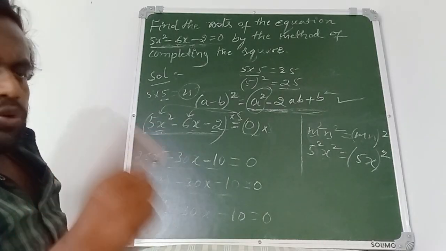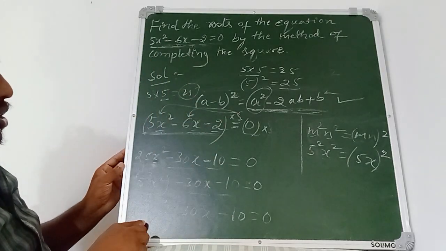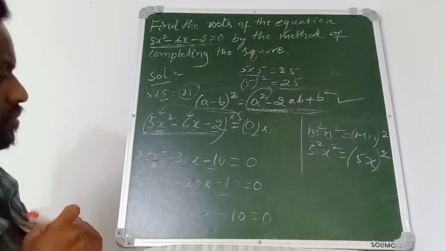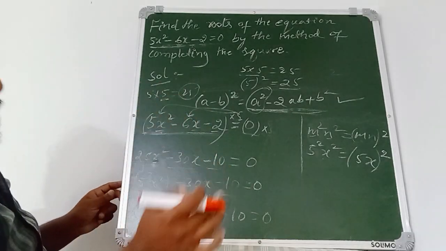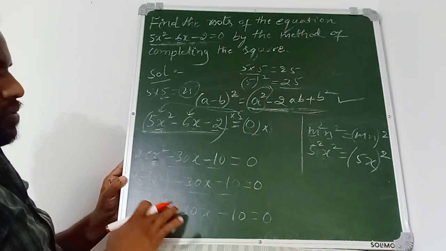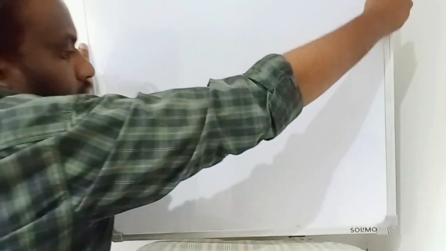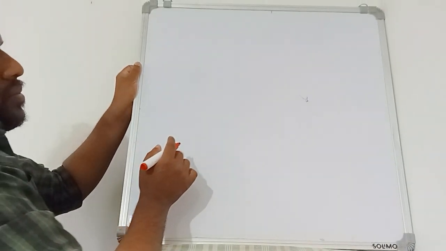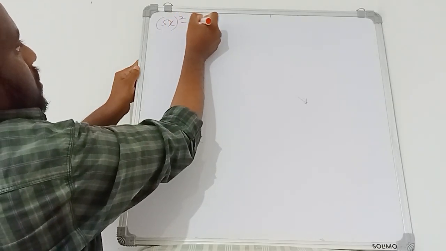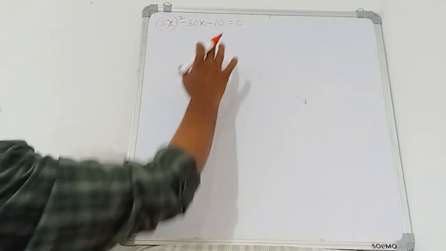Till here I hope you understood. Next, after this I will explain on the back side of the board. I will write this first there. Same thing I am going to write on the back side. 5x whole square minus 30x minus 10. So we got here 5x whole square minus 30x minus 10 is equal to 0.